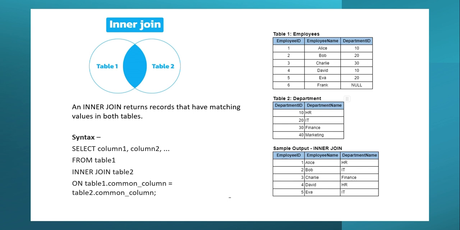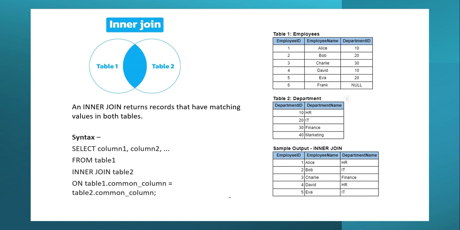Here we have two tables. One is the employee table and the other one is the department table. The sample output is the output of the inner join between both the tables. In the employees table, we have three columns: employee ID, employee name and department ID. The department table has the information about the departments with two columns, department ID and department name. In the inner join, we can see that it has only returned the records that have matching values in both the tables.